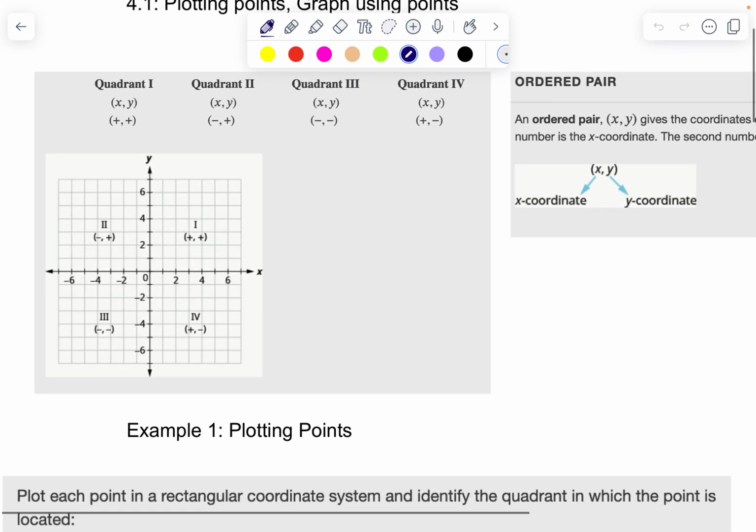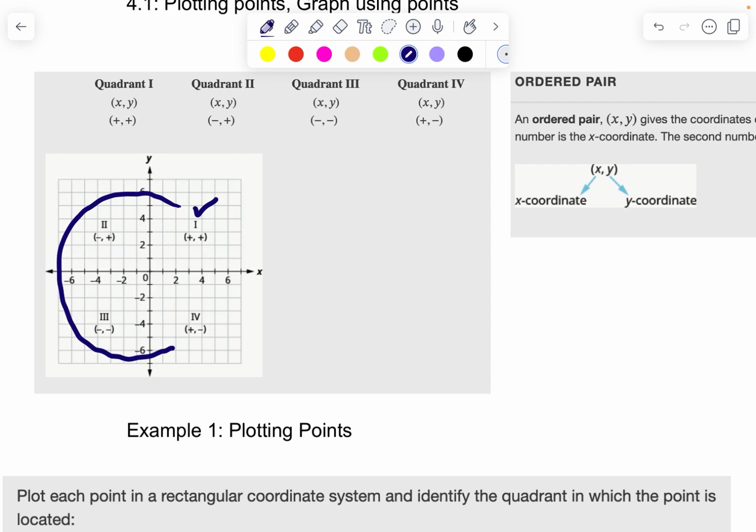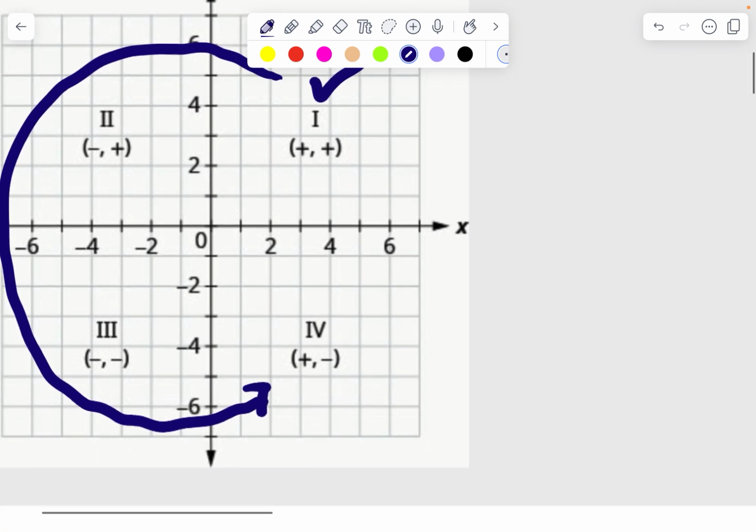First part here is the name of the quadrants. So we start here and then work our way around this way. So this is quadrant 1. We use Roman numerals. Quadrant 1, quadrant 2, quadrant 3, quadrant 4.